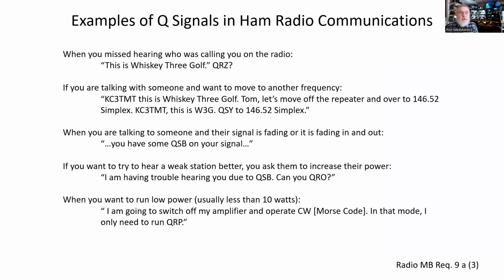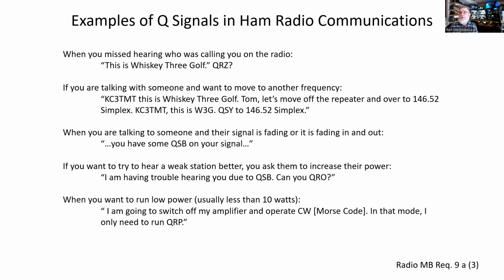Let me give you an example of how these would actually be used. When you missed hearing a call or someone who is calling you on the radio, you would say something like this: This is Whiskey 3 Golf, QRZ. And then the next example, if you're talking with someone and want to move to another frequency: KC3TMT, this is Whiskey 3 Golf. Tom, let's move off the repeater and over to 146.52 simplex. KC3TMT, this is Whiskey 3 Golf, QSY to 146.52 simplex. That's how that would go.